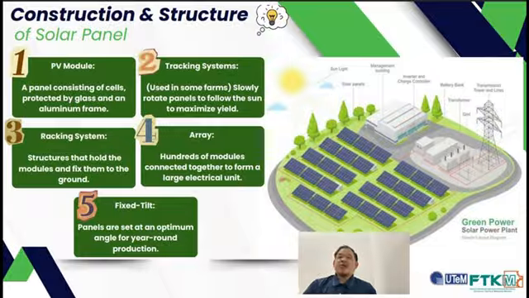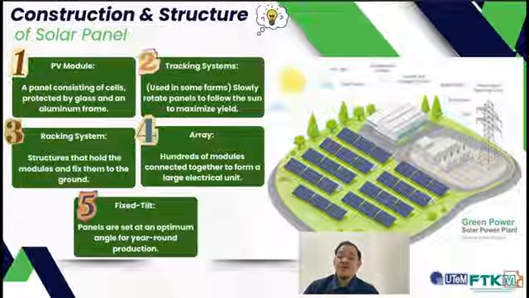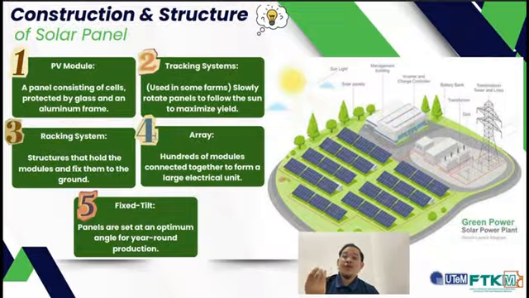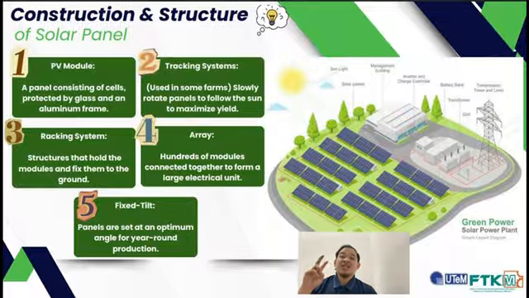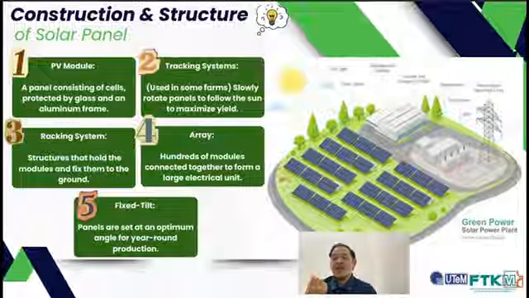Second, construction and structure. A solar panel has several key parts. First, the PV module, made of many solar cells protected by tempered glass and an aluminum frame. Second, the tracking system, which in some farms rotates panels to follow the sun. Third, the racking system supports and holds the panel in place. Fourth, many panels connected together form an array. And fifth, some systems use a fixed tilt angle to capture maximum sunlight all year.